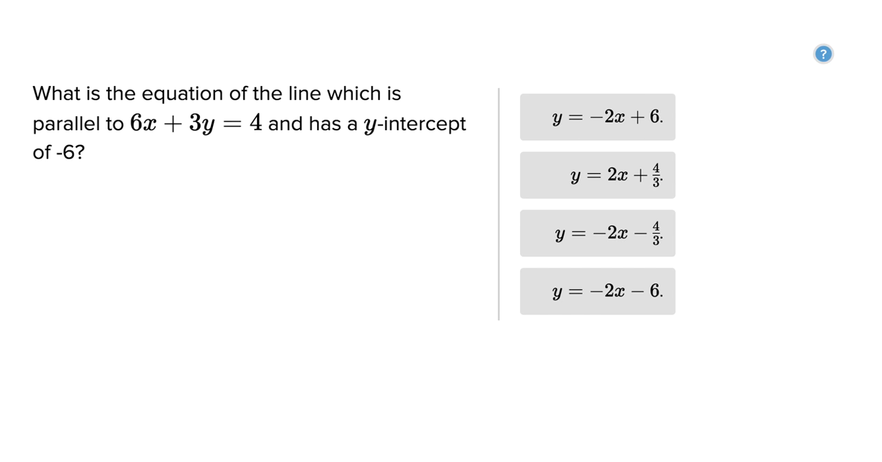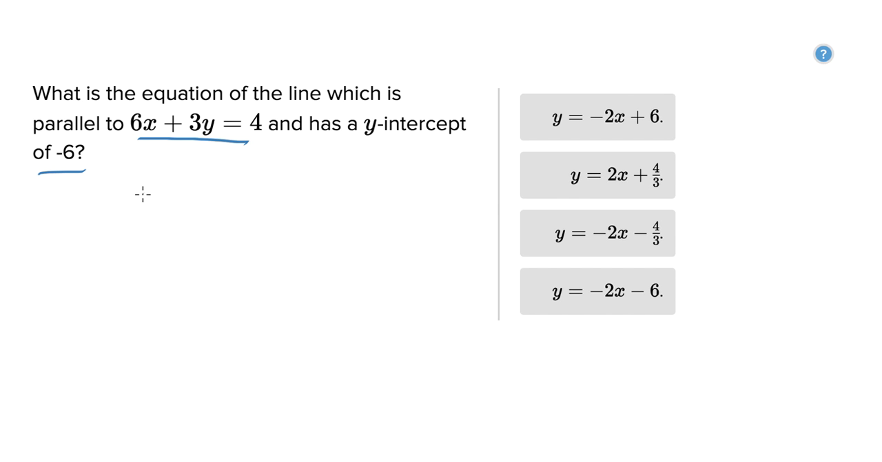This is Carlos Cousins, and the following problem is asking us to figure out what the equation of a line that is parallel to a line whose equation we know would have to be, given that it has a y-intercept of -6.